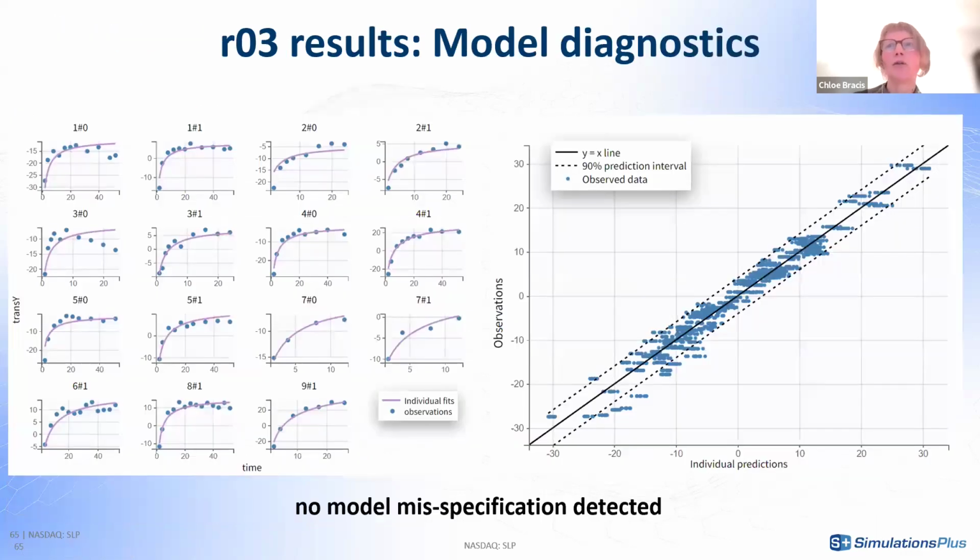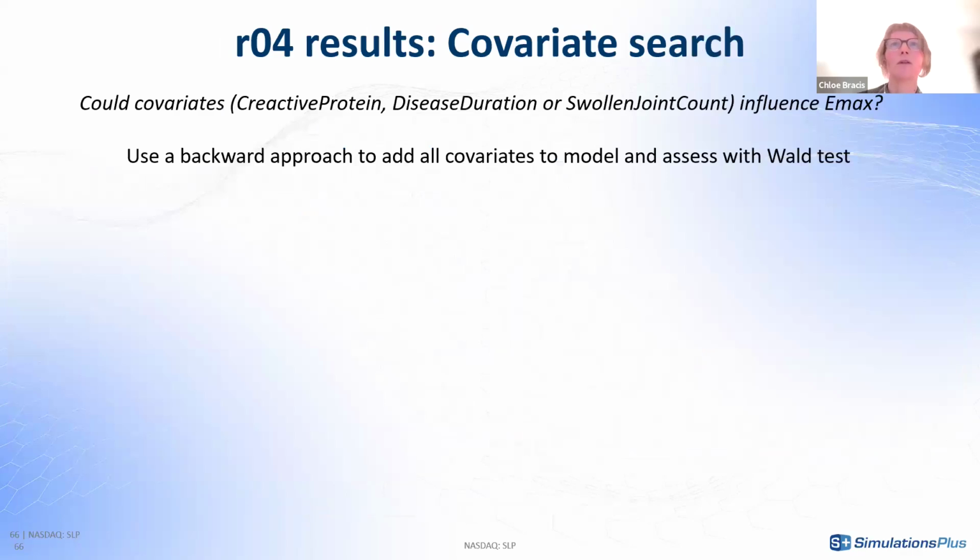So again, I'm not going to go into the details of the model diagnostics, but that proceeds really standardly. And when I look at all that, I don't have any model misspecification. So we can accept this model and move on to doing a covariate search.